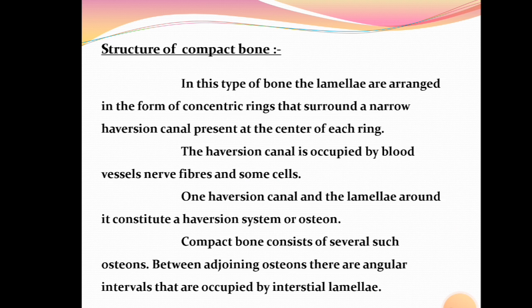Structure of compact bone, in which the lamellae are arranged in the form of concentric rings surrounding a narrow Haversian canal present at the center of each ring. The Haversian canal is occupied by blood vessels, nerve fibers and some cells. One Haversian canal and the lamellae around it constitute a Haversian system or osteon. The compact bone consists of several such osteons. Between adjoining osteons, there are angular intervals that are occupied by interstitial lamellae.